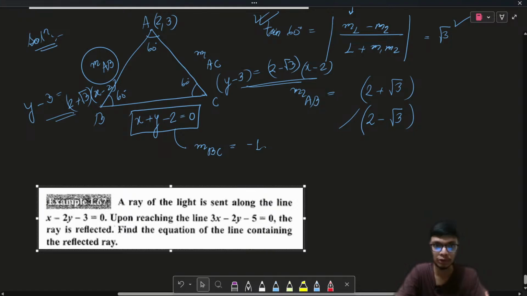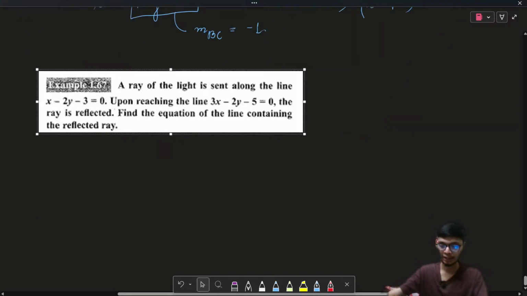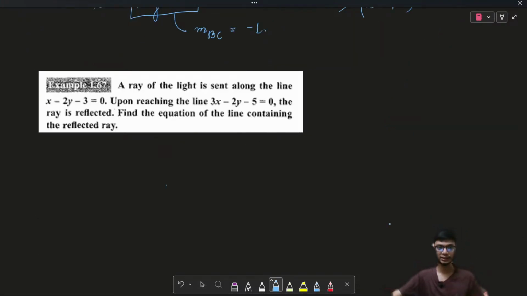Here again you have to use the concept of angle between the lines, right? In reflection, the angle of reflection is equal to the angle of incidence, right? So please try to solve this problem as a homework problem, and we are definitely going to discuss the solution of this problem in our upcoming lecture. Please try to solve this problem and let me know the solution you are getting.